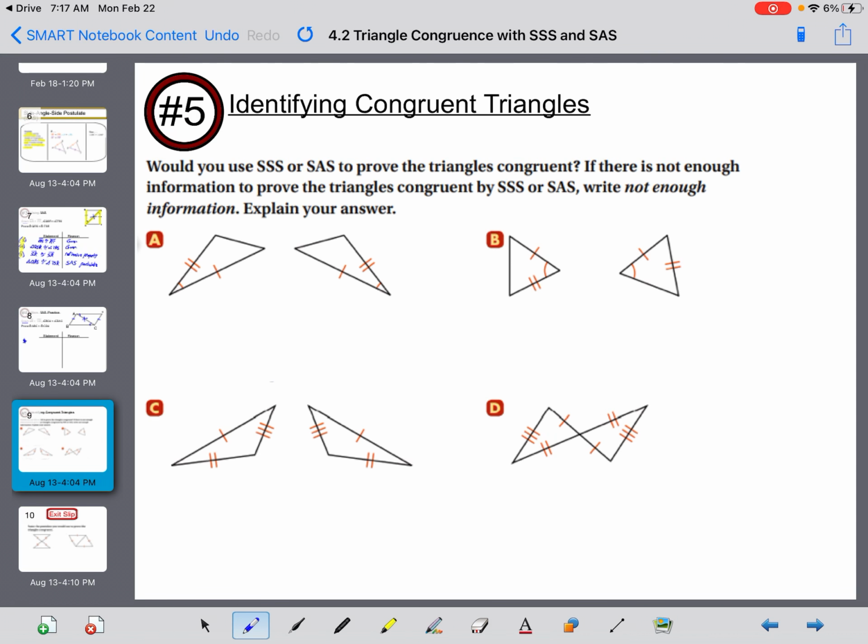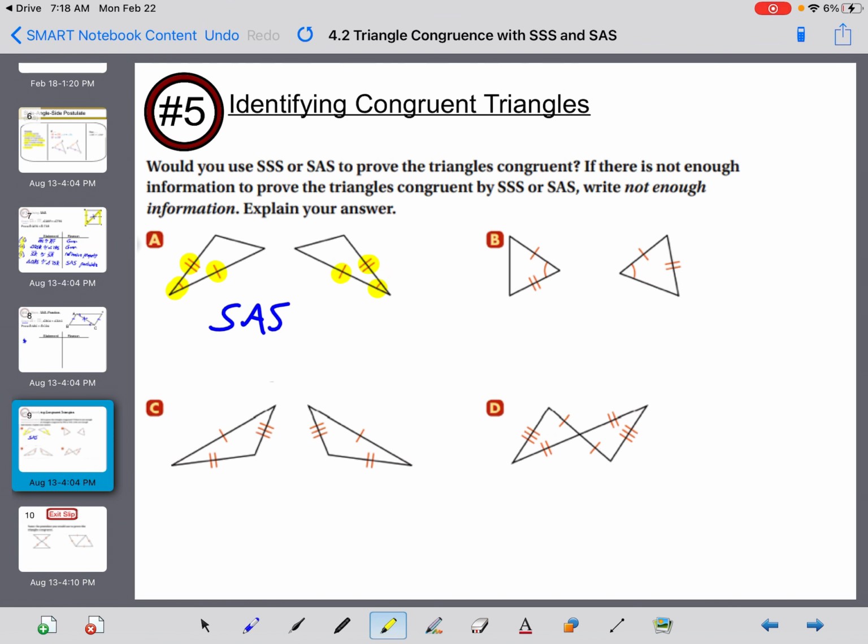Number 5. Would you use side, side, side, or side, angle, side to prove the triangles congruent? If there's not enough information, write that there's not enough information. Well, if you look at the first one, I have side 1 and side 2 with an angle in between. In the second triangle, we have side 1 and side 2 with an angle in between. So that's going to be side, angle, side.